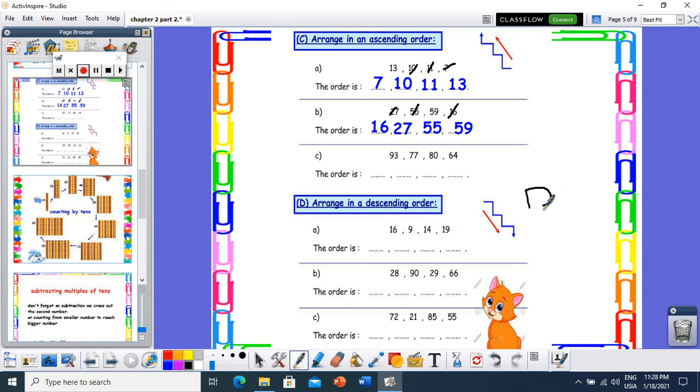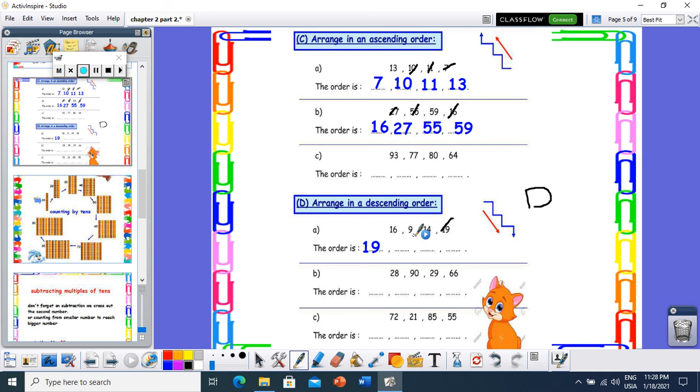Descending means dinosaurs, so I'll start from the big to small. So from the set of these numbers, which number is the big? 16, 9, 14, 19. Which number is the biggest? 19. So I will write 19 first, then I will cross it out.